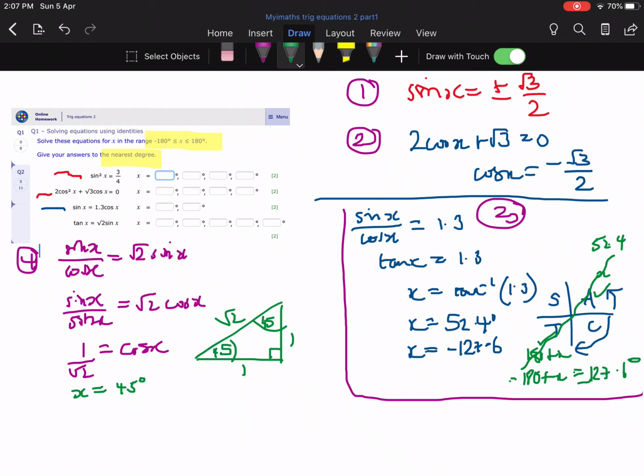So, bearing in mind the range, it's negative 180 to 180. If I do my CAST diagram, sine, tan, cos, 45 degrees is going to be here and in this one. And if I do 180 plus 45, it's going to be outside the range again. So that means I'm just going to have 45 here.